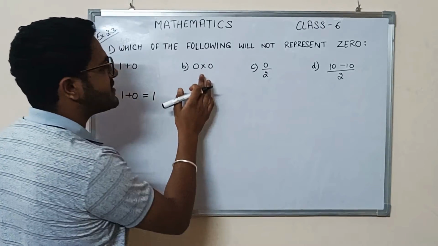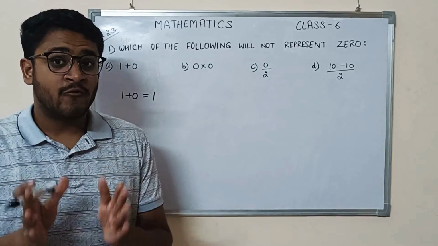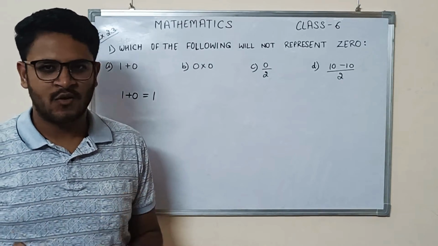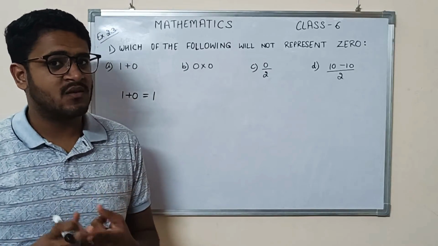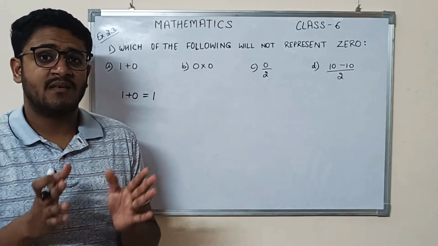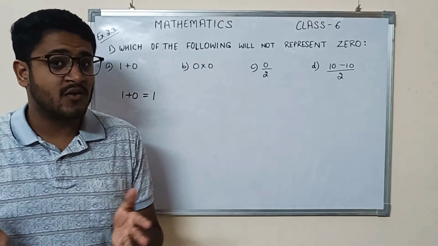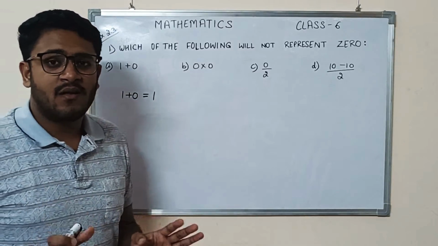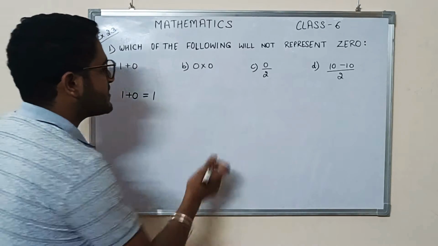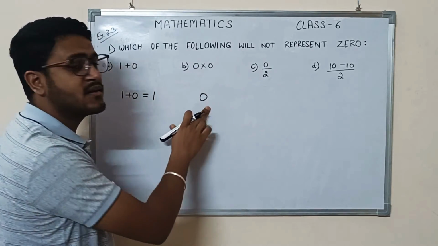Let's come to the second part, 0 into 0. Now we all know, if we multiply any number with 0, the answer will be 0. If we multiply 0 with 0, 0; 5 with 0, 0; 7 into 0 is 0; 100 into 0 is 0. Each and every whole number when multiplied by 0 will give us the result 0. So in this case our answer is 0.